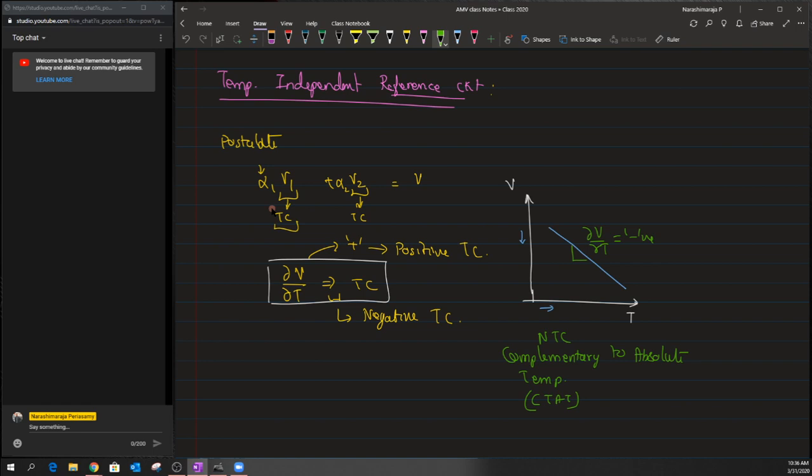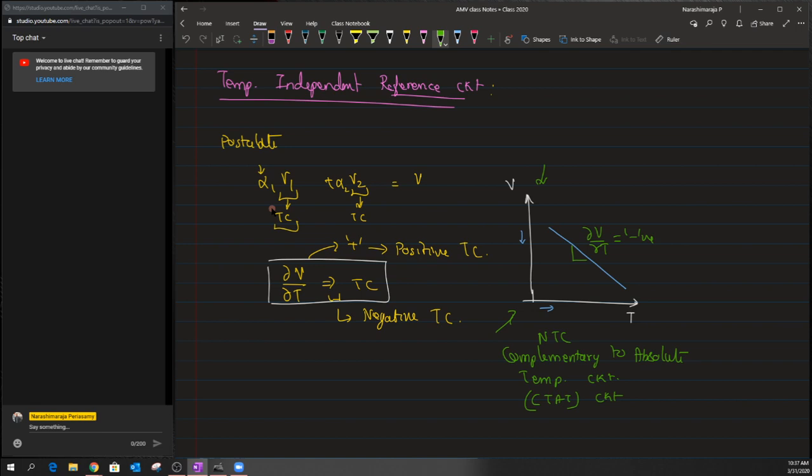So what I really mean here is that whenever a circuit has this kind of variation, where the derivative of voltage with respect to temperature returns a negative temperature coefficient, we call that circuit a CTAT circuit. The circuit whose behavior is plotted like this, we call a CTAT, or complementary to absolute temperature circuit. Is that clear?